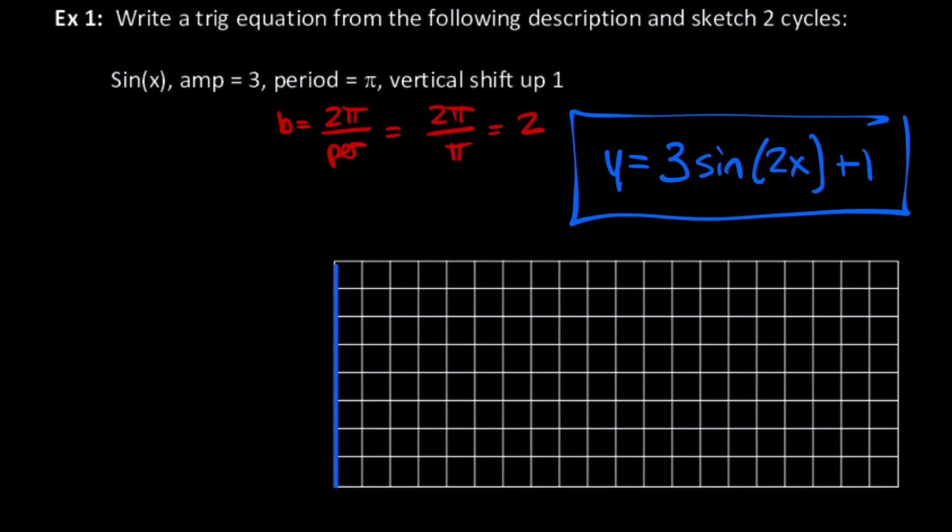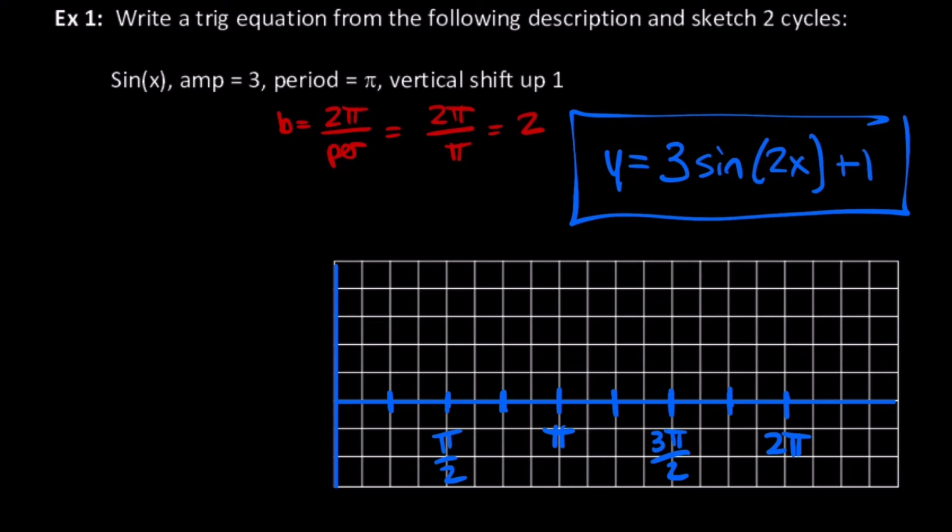Amplitude is 3, shifting up 1, so I'll just move this down a little bit. 2 full cycles. The period is pi, so let's go 1, 2, 3, 4, make that pi. 1, 2, 3, 4, make that 2 pi. Let's just label a little bit more. So there's pi over 2, and there's 3 pi over 2. All right, it's a sine graph.